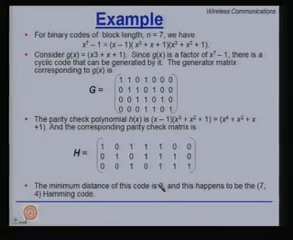The minimum distance of this code is 3, and if you observe it carefully, this happens to be the 7, 4 Hamming code. So, the Hamming code, which is also a perfect code, also happens to be a cyclic code, a very versatile code.